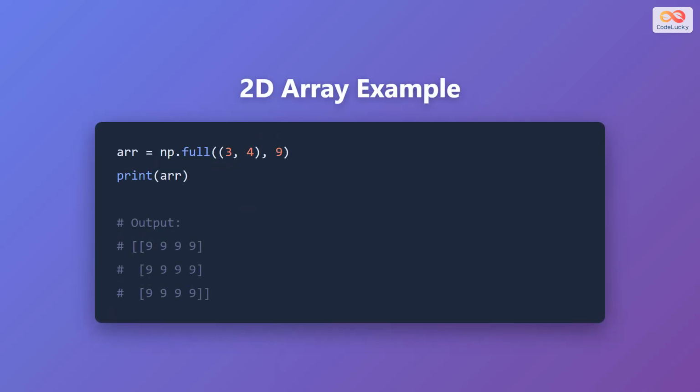Now let's create a two-dimensional array. We use np.full with a tuple containing 3, 4 as the shape and 9 as the fill value. This creates a 3 by 4 matrix where every element equals 9. The output shows 3 rows, each containing four 9s. This is perfect for initializing matrices in mathematical computations.